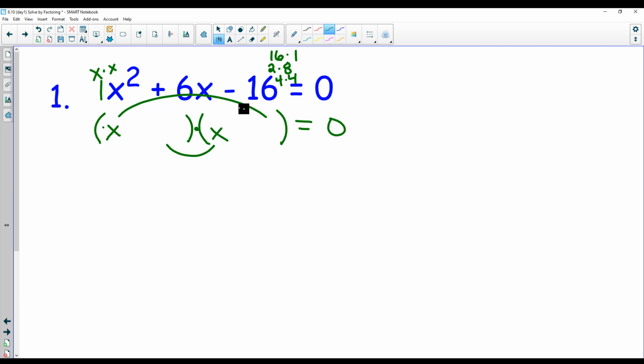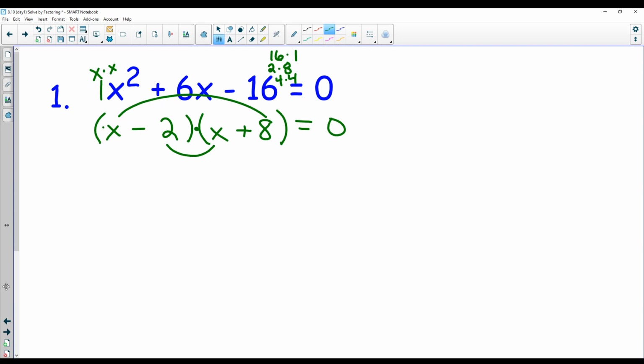So look at your options. 2 and 8 has the best chance. So when I check this, this would be 8x, this would be 2x. I need to keep the 8 positive. I need to make the 2 negative. And now I have factored that quadratic.